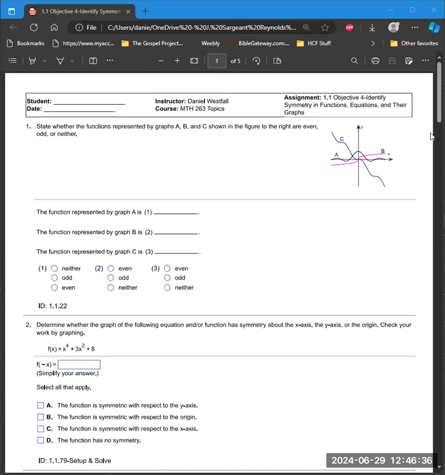A is an odd function. I'm sorry, A is the black function. So A is an even function. It has y-axis symmetry. B is the pink function, and C is the blue function. So A is even, and B is going to be odd, and C is also going to be odd. So even, odd, and odd.